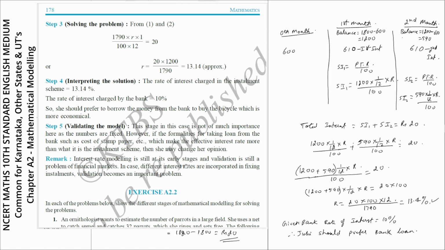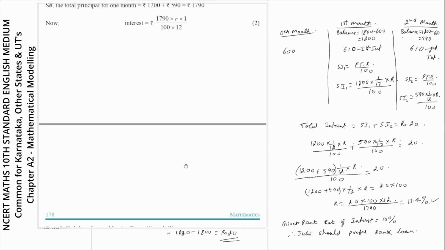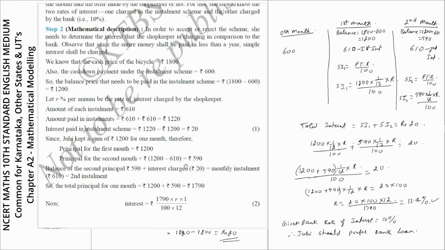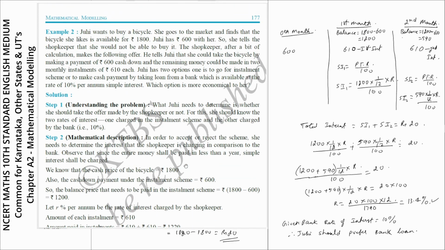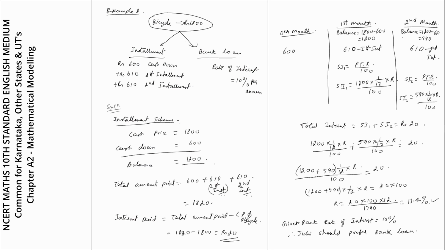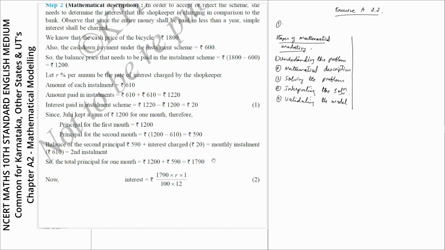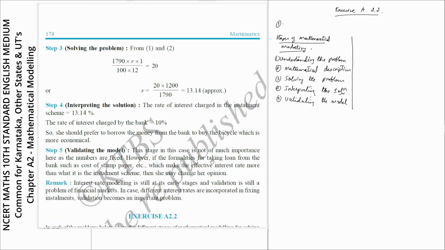If you see the explanation given in the textbook and my explanation, they are a bit different, okay. Whichever you feel is easy, you can go for it. It's always better to understand the problem first and prove the given problem by framing our own sentences, okay. Next in this chapter is exercise A 2.2.